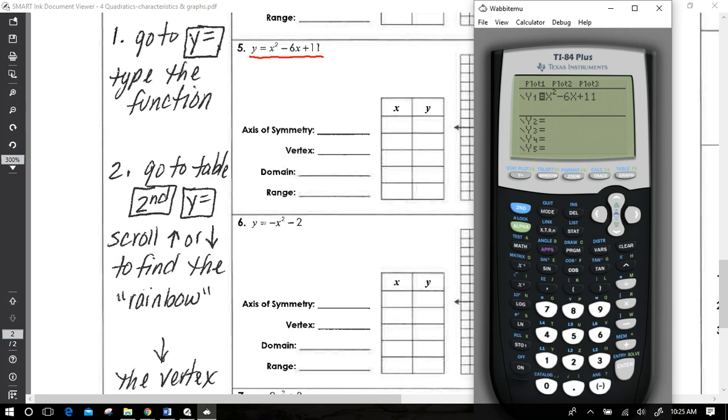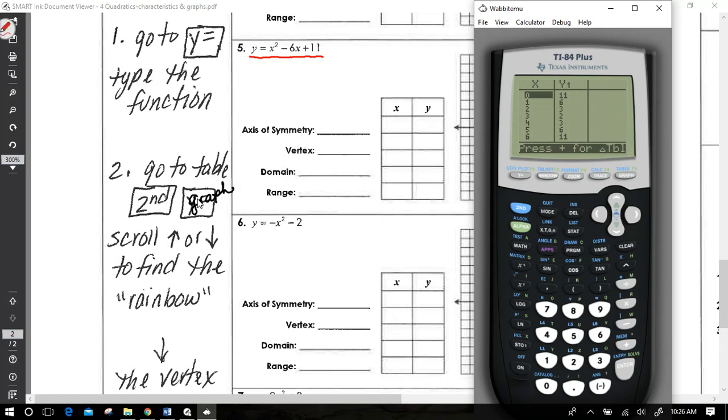And then I'm going to hit second y equals, I'm sorry, this should not say y equals. This should say graph right here. Let me fix that. That should say second graph, okay? And now I'm going to scroll up and down until I find the rainbow. Now I kind of got lucky here because I already see it.